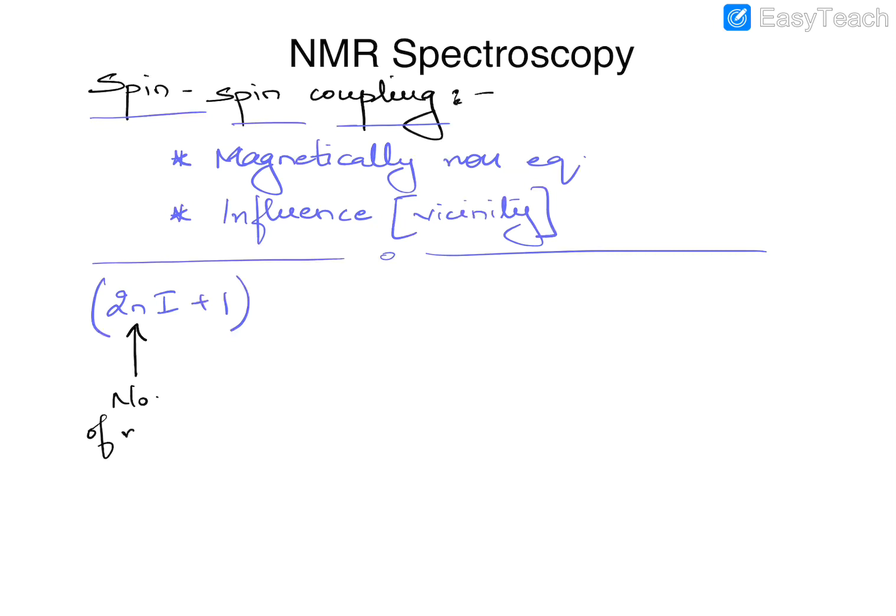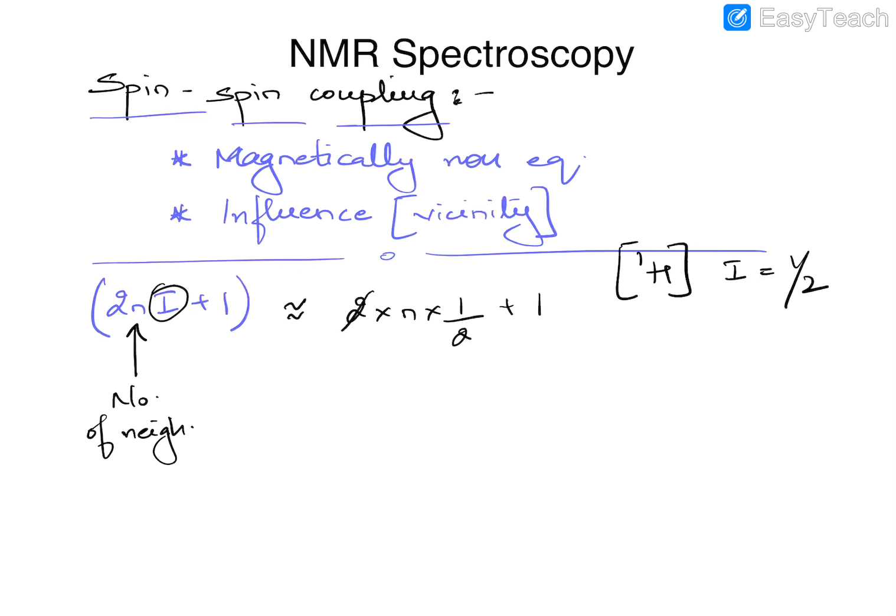neighbors, and I is the spin quantum number for the nuclei which is coupling with the nuclei under consideration. This formula just gets reduced to 2 multiplied by n multiplied by half plus 1 when you're discussing H1 nucleus or any other nuclei wherein the I value is exactly 1/2. And this just gives us a simple empirical formula of n plus 1 to determine how many peaklets will result when a certain nuclei couples with its nearest neighbors.